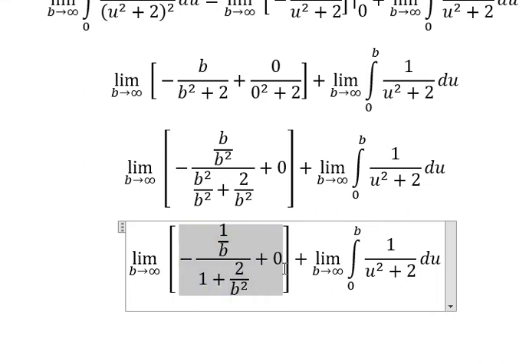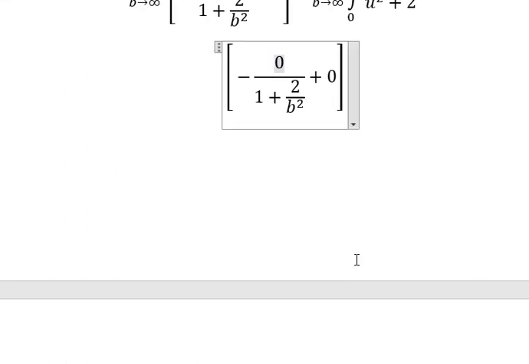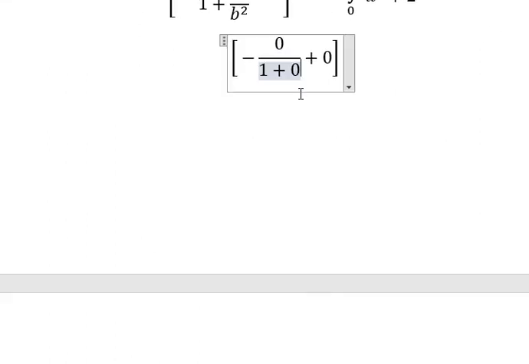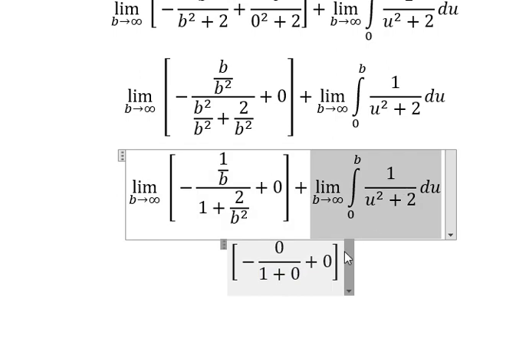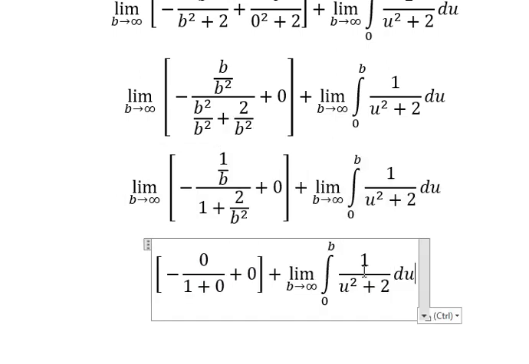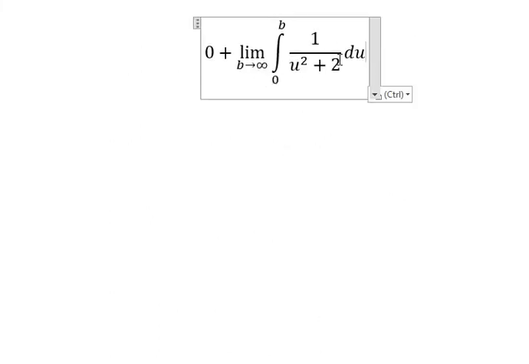So that means this one you get 0 and 0. So in this situation, you get everything 0 in here. So we have this one left.